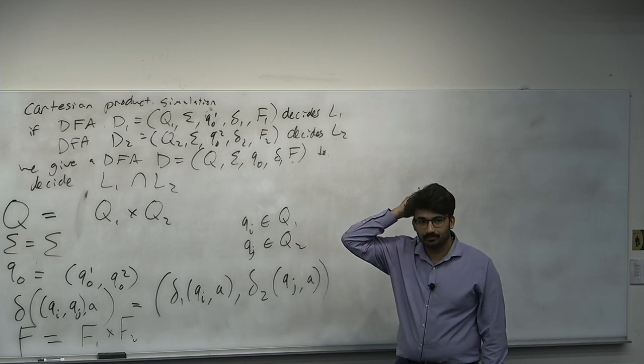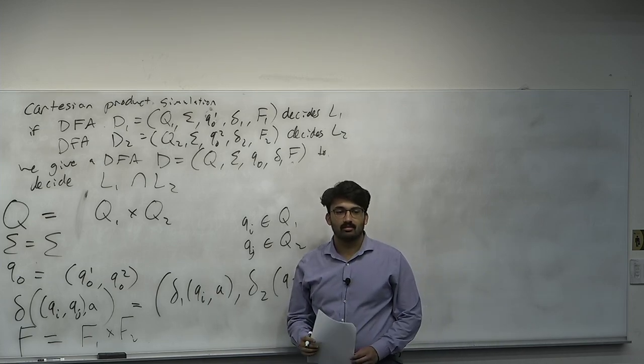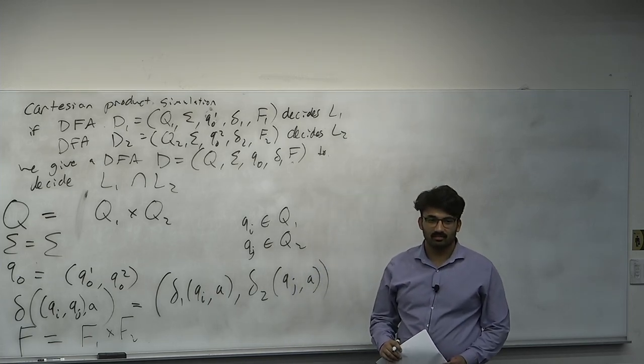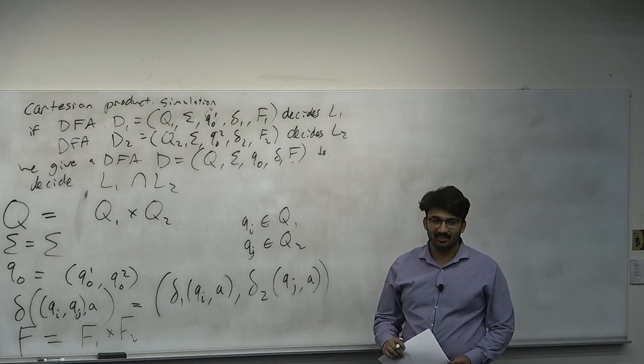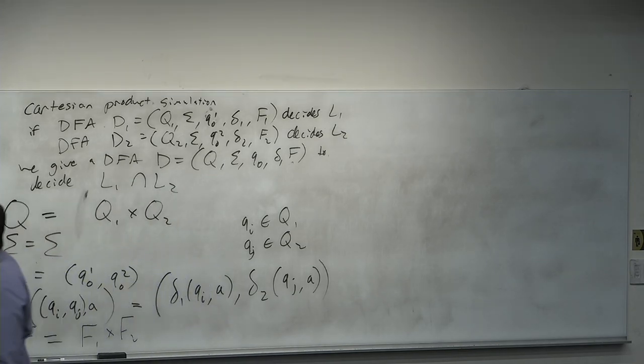I thought F1 was just one state. F1 is a subset of states. You can have more than one accepting state. This was the discussion you were having before. For example, this one has two accept states. In this one, F would be Q3, Q4, like that.